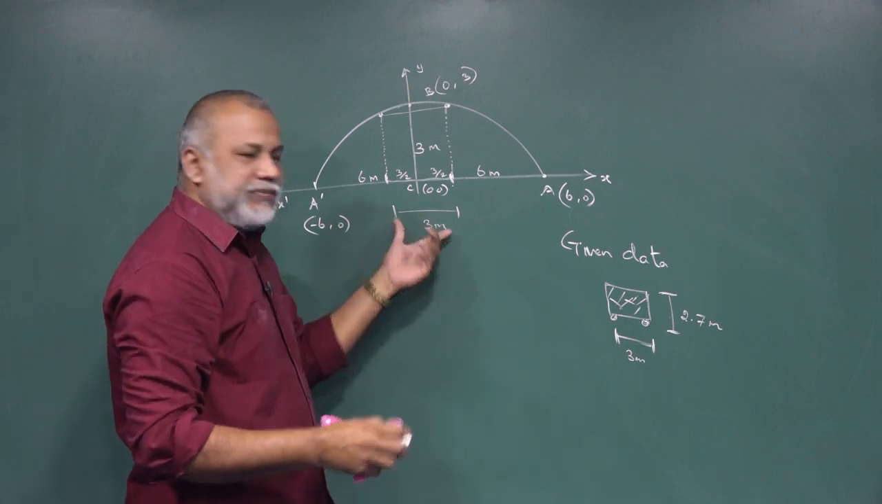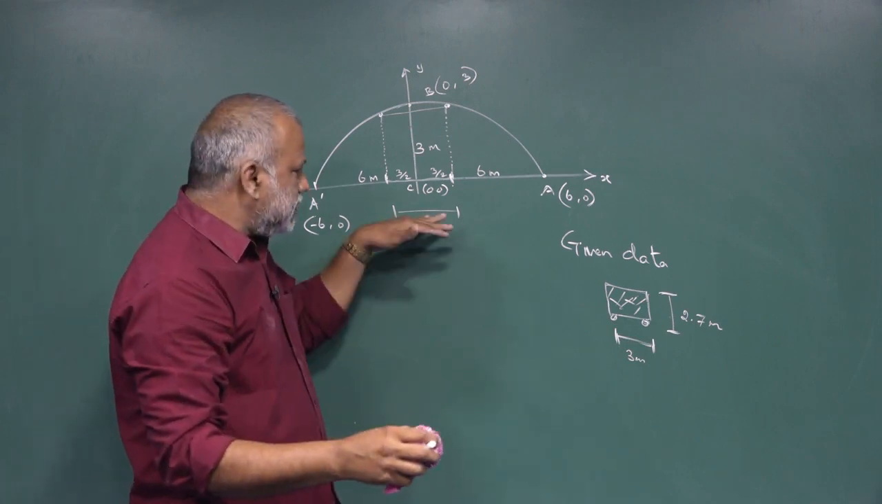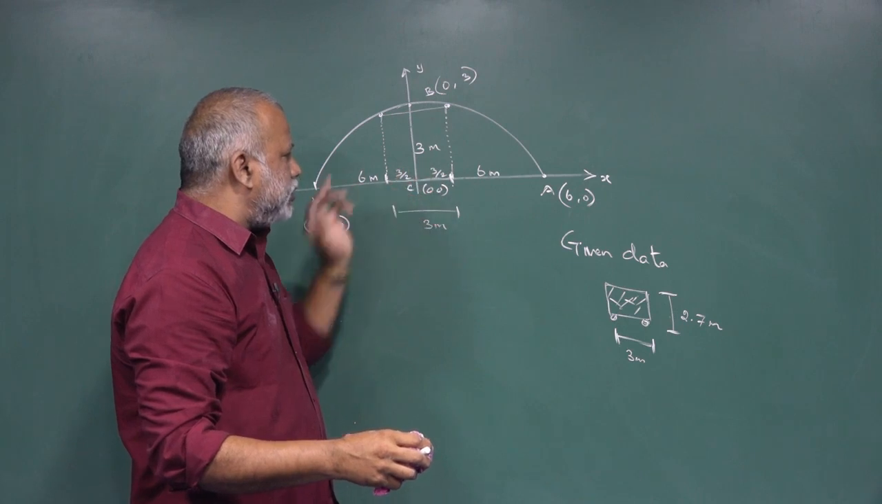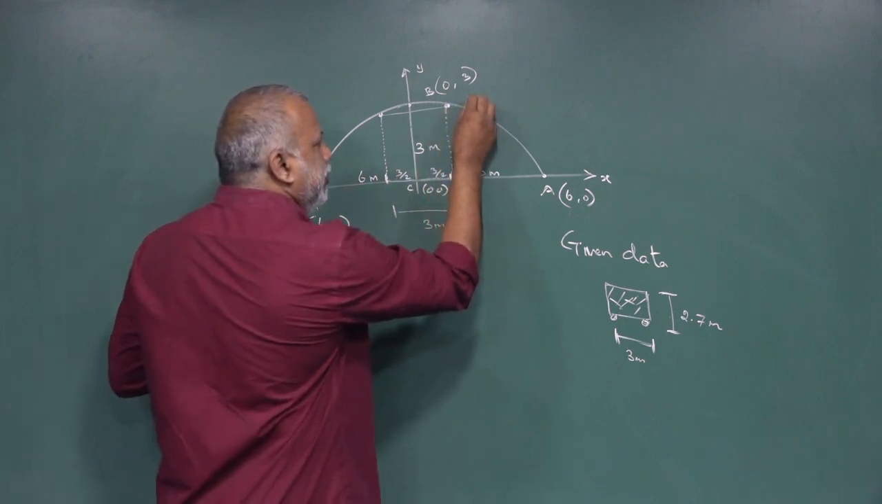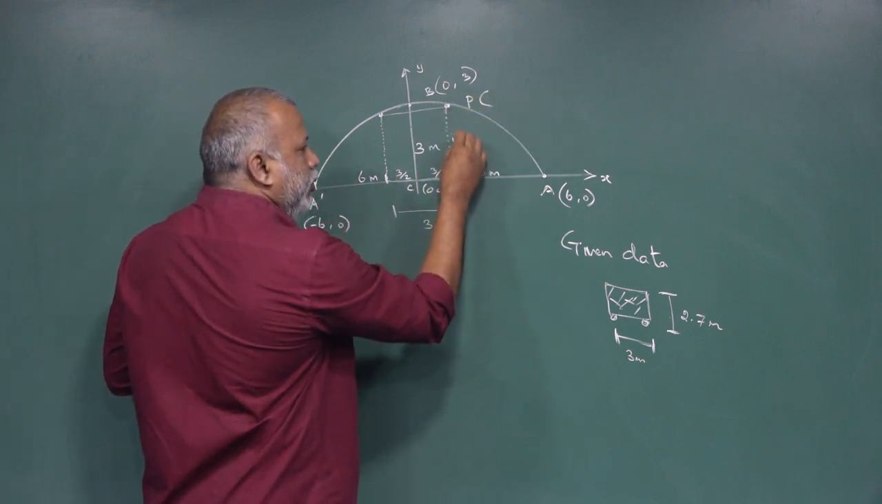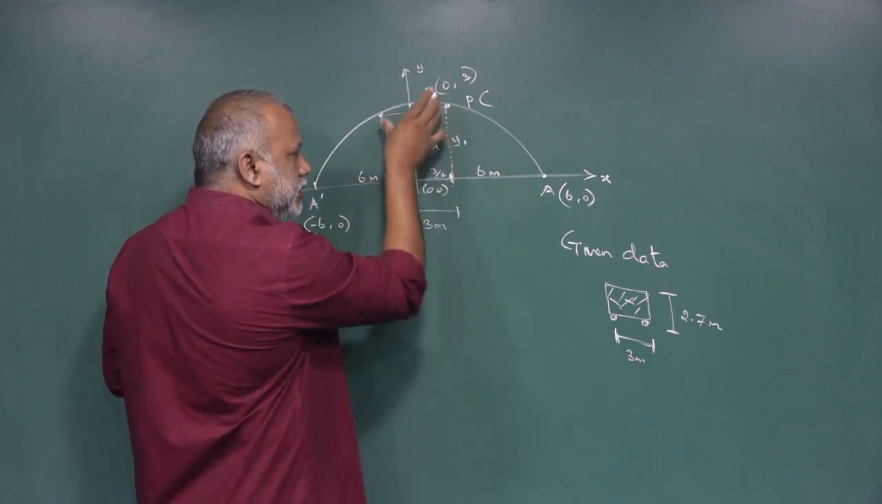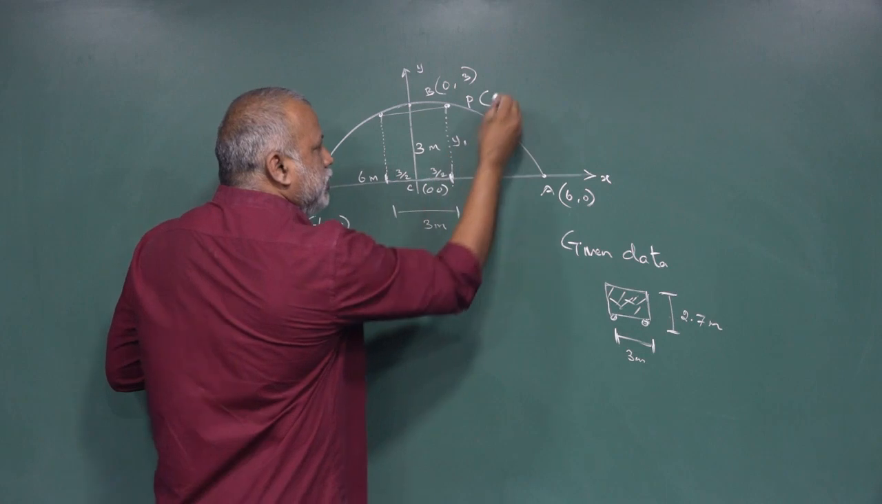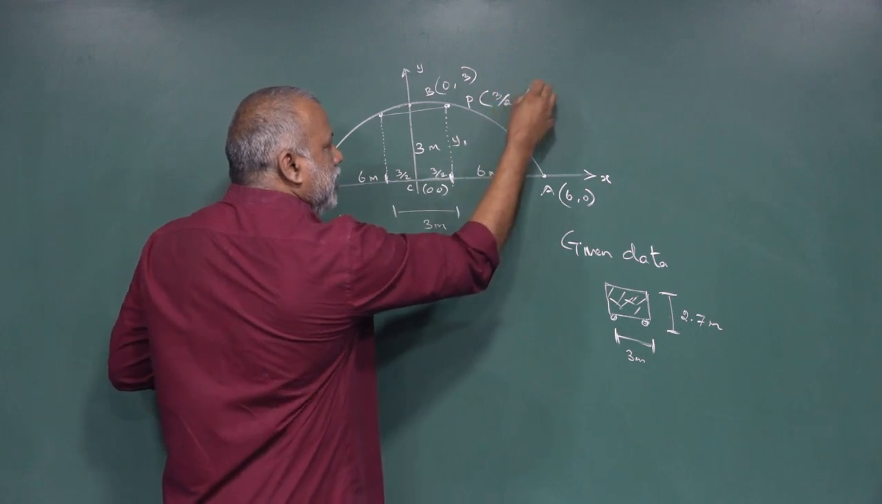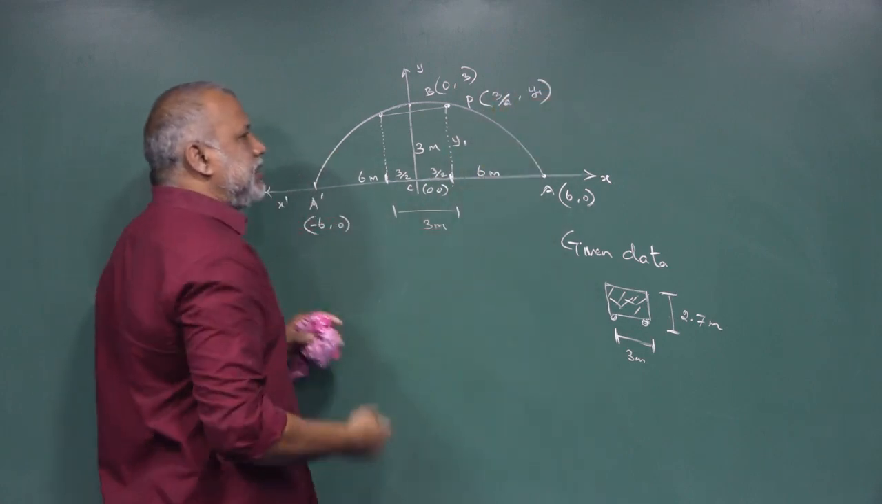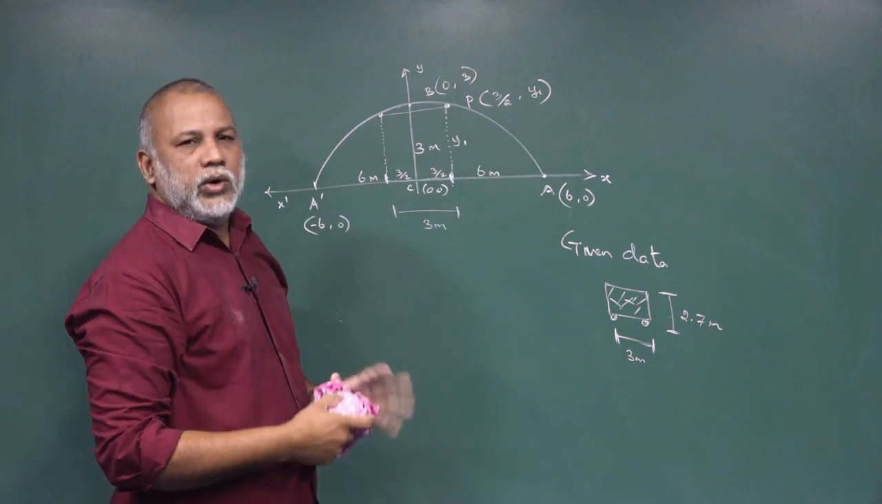So 3 meter is the total width of the truck. Therefore, here 3 by 2, here 3 by 2. This is the point unknown. I am going to find out the value of y1. Say that y1 is the height of this opening. So 3 by 2 here, y1 is unknown. Say 3 by 2, comma y1.